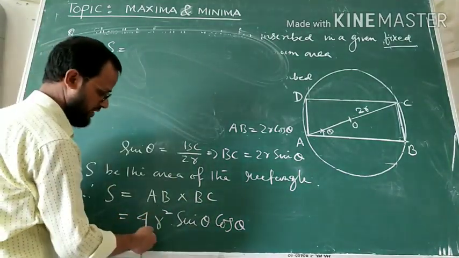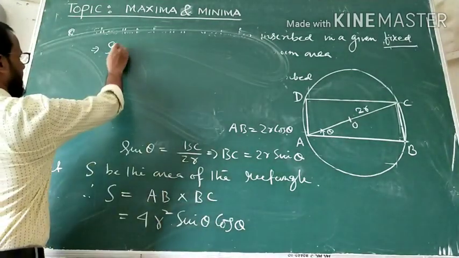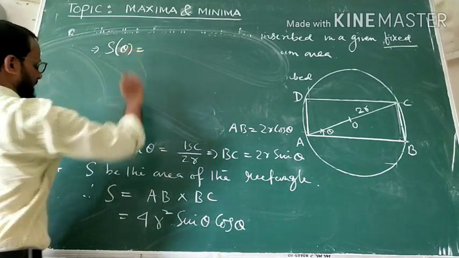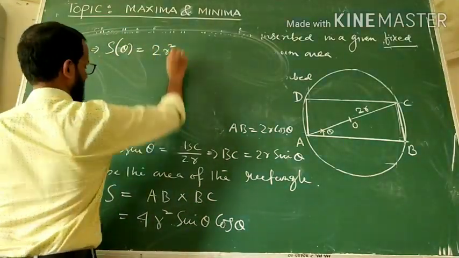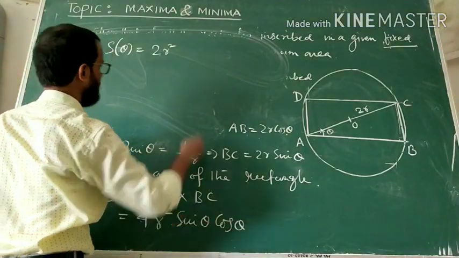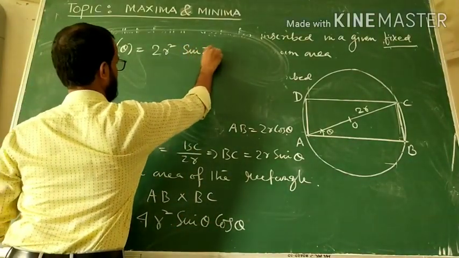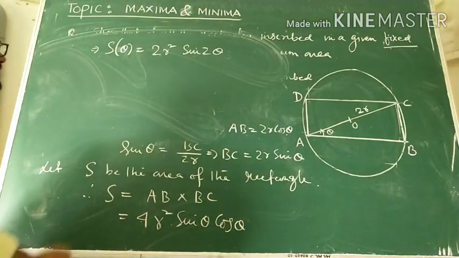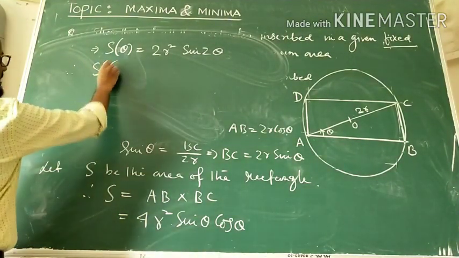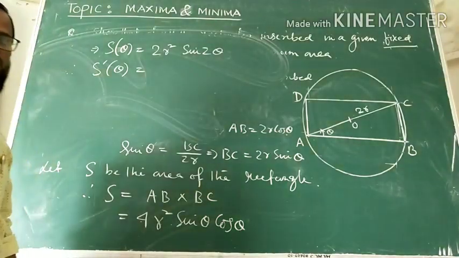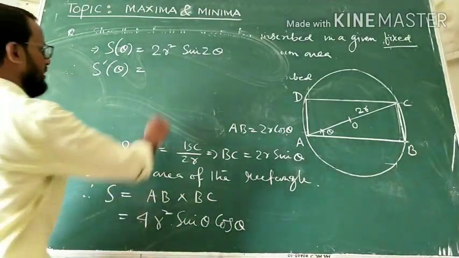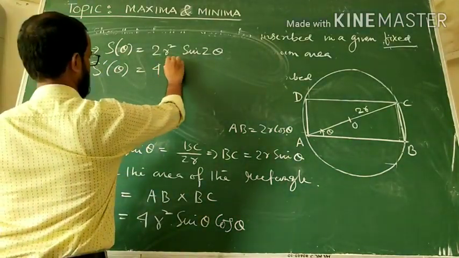R is a fixed quantity, so S is a function of theta, and it is better to write S of theta. S of theta equal to 2r square, and 2 sin theta cos theta equal to what? Sin 2 theta. Now find the first order derivative, S dash theta. What is the derivative of sin 2 theta? It is 2 cos 2 theta. 2 into 2, 4r square cos 2 theta.